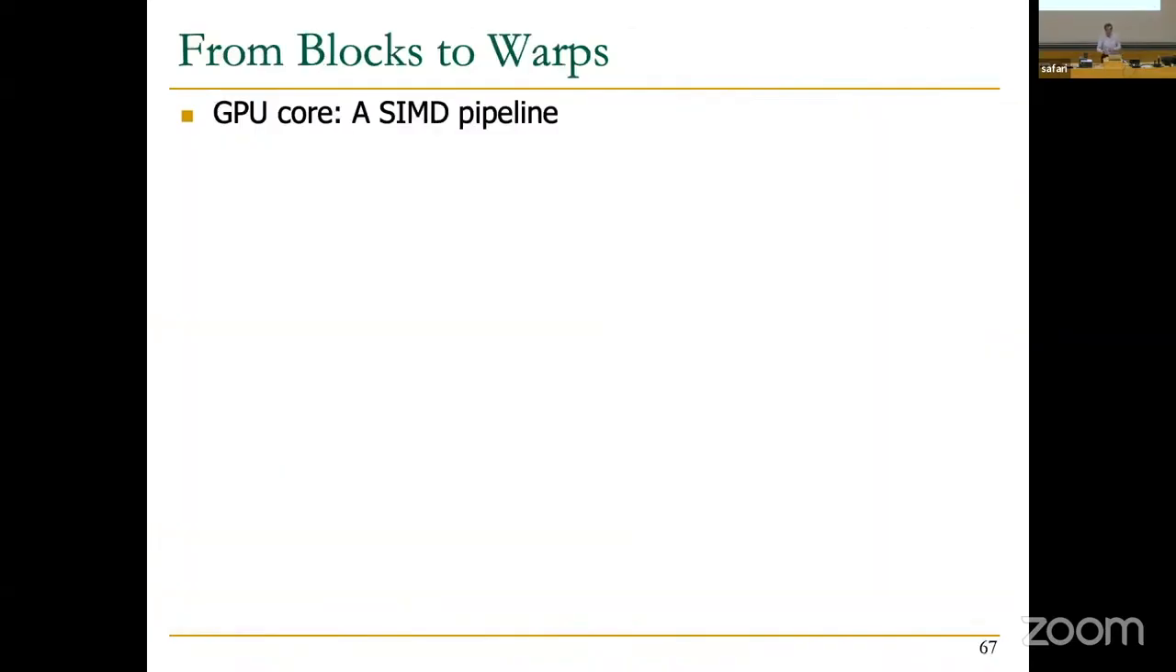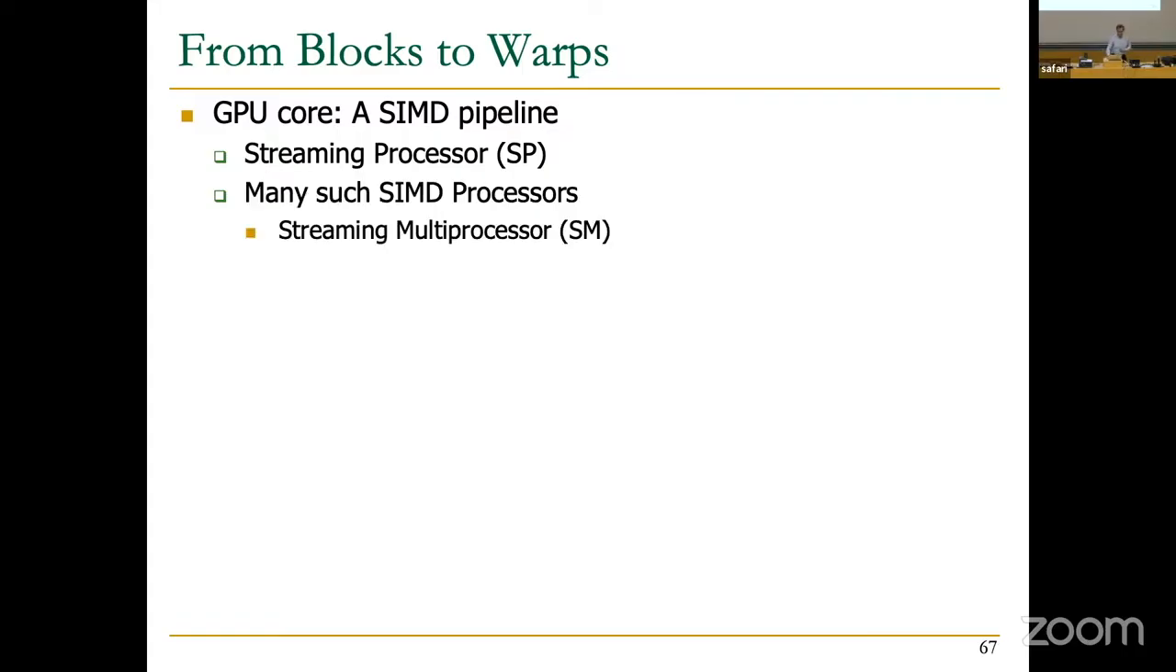Okay, so let's talk about, I said these blocks. So how do you get from blocks to warps? If you look at a GPU core, it's a SIMD pipeline, essentially. In a modern GPU, it's called a streaming processor. Again, you may hear these terms. They're fancy terms, but essentially, a streaming processor is a SIMD pipeline. And a modern GPU has many such processors.